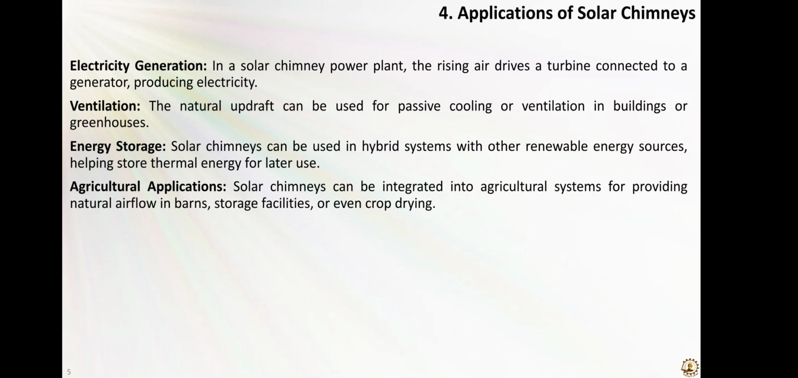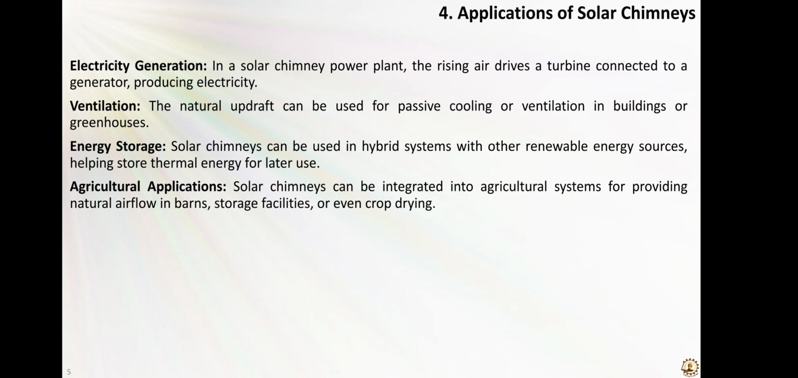Now till now we have learned the basics of a solar chimney, the key steps, and the components of a solar chimney. Now what is the application of a solar chimney? As we know, it is a replacement, reducing the dependency on fossil fuels like coal or oil. So the application of solar chimneys is basically in the field of electricity generation. The main purpose is that in a solar chimney power plant, the rising air drives the turbine connected to a generator and it will produce electricity.